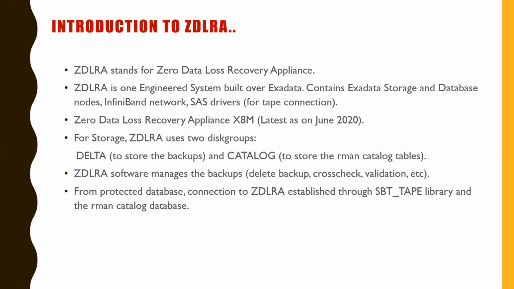And for storage, it uses ASM storage underlying. Like a regular database you will have ASM disk groups, but here you will have two disk groups. One is named Delta, and the other disk group is named catalog. The Delta is basically to store all the metadata information, all the change information in the backup, from the previous backup to the current backup.